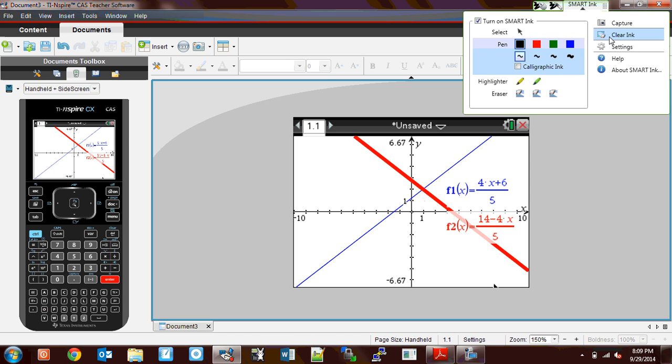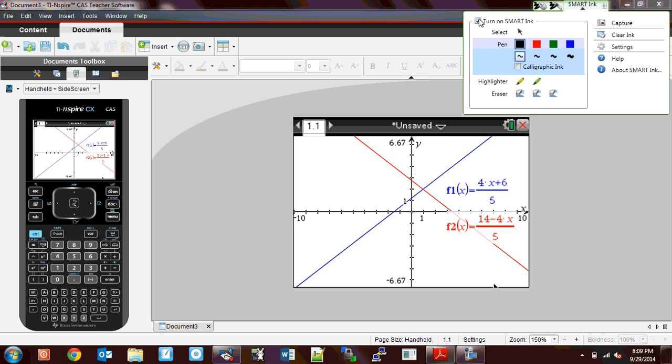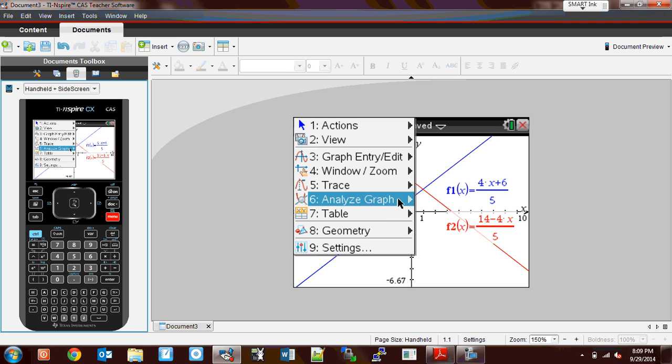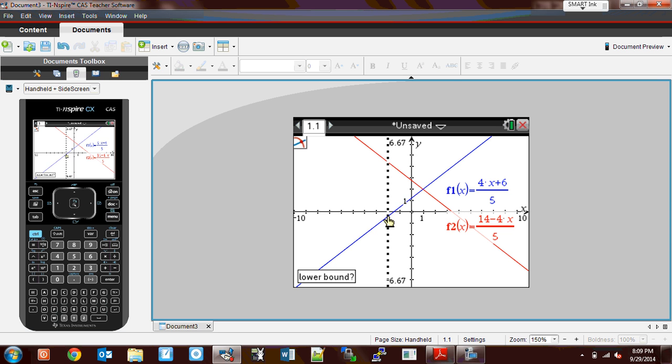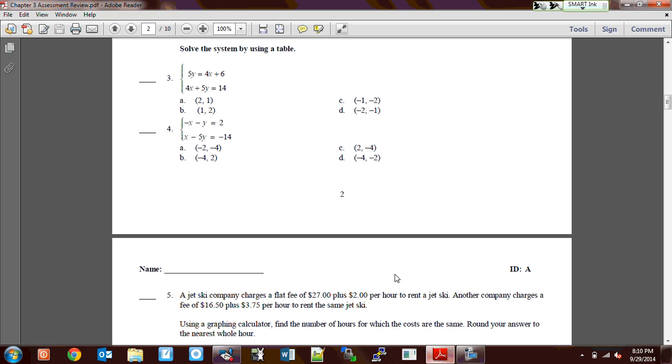Oh, I have to turn this off. Alright, so menu, analyze, intersection. Now, it's not asking us to pick the graphs because we only have 2 graphs, so it knows which 2 we're trying to find the intersection of. And boom, (1, 2). So let's flip back. And if you look, (1, 2) is letter B. So the answer to number 3 is letter B.